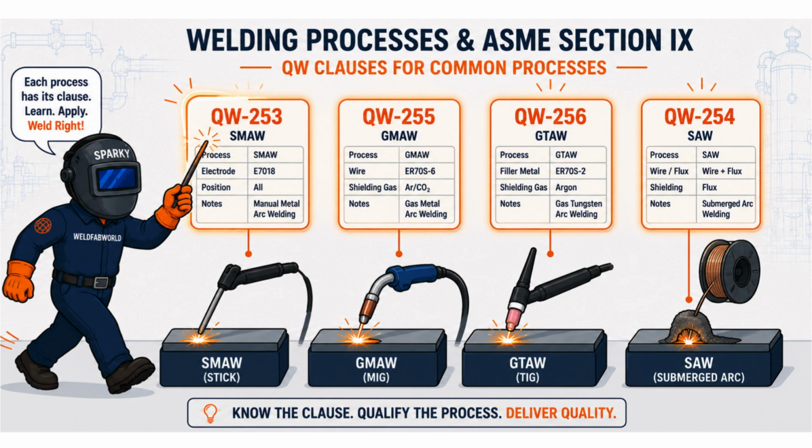Submerged arc has QW-254. MIG and flux cord share QW-255. TIG has QW-256. Plasma arc and electroslag get their own tables too. Each table lists exactly which variables that process cares about. Before you write a single word, the process you chose has already decided what the form needs to say.